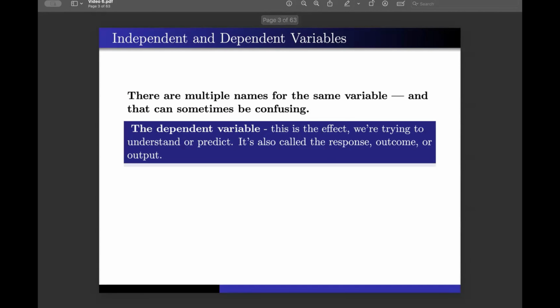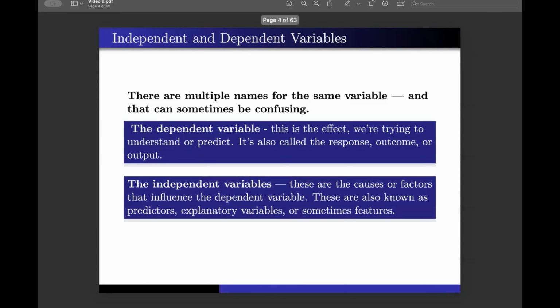The dependent variable, which is the effect we are trying to understand or predict, has several other names as well: response, outcome, or output. The independent variables are the causes or factors that influence the dependent variable. They also have other names, such as predictors, explanatory variables, or sometimes even features.